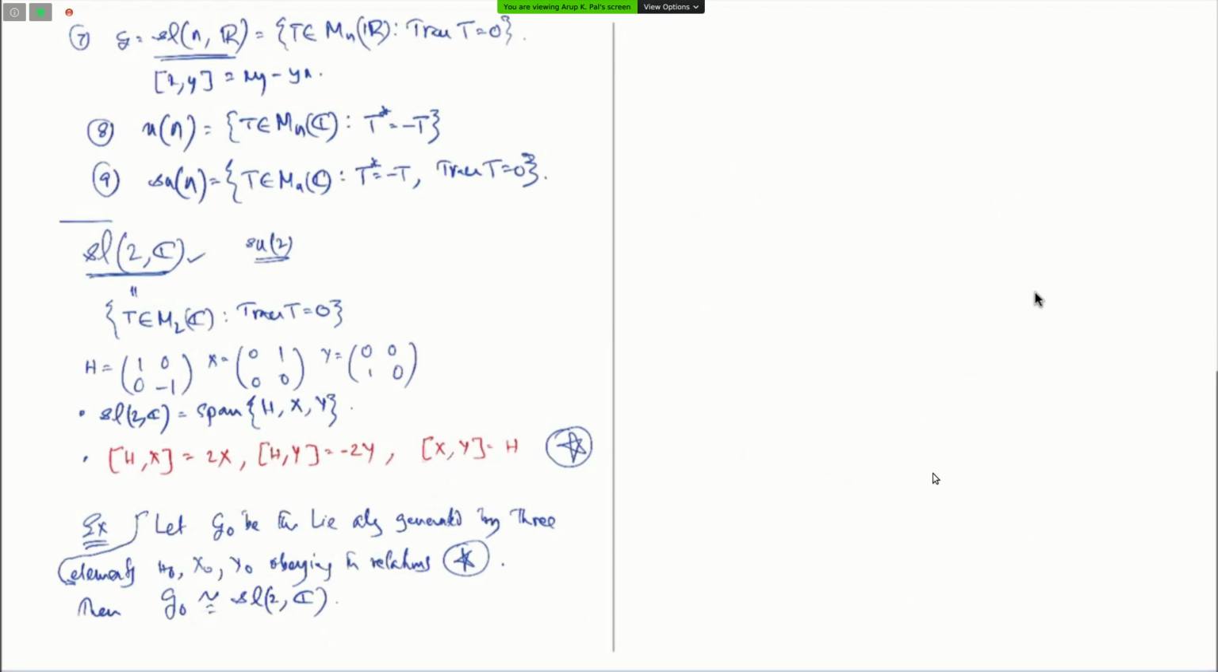And then the second part is that once you make sense of such an object, that Lie algebra has to be isomorphic to SL2C. Once you have G naught, since H, X and Y satisfy the same relations, you will get a map that sends H naught to H, X naught to X and Y naught to Y. So SL2C would be a homomorphic image of G naught, and then you just compute the kernel and show that the kernel is 0. Then you will get an isomorphism. So try to work it out.